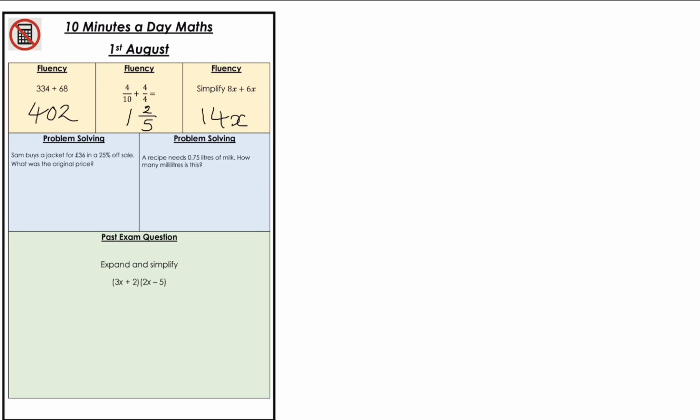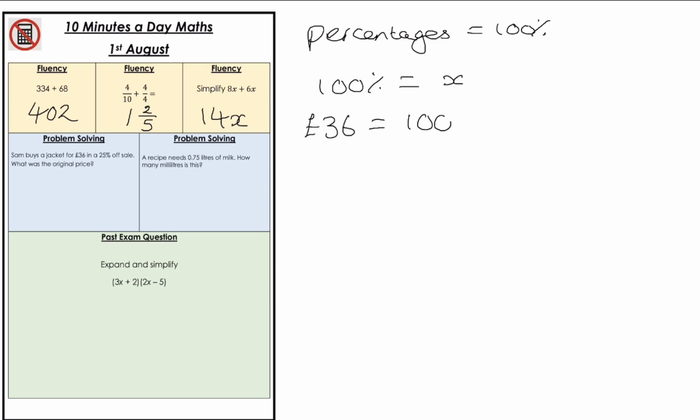So Sam buys a jacket for £36 in a 25% off sale. What was the original price? Okay, so firstly, percentages are out of 100. Okay, now we do not know the 100%, so the 100% is our unknown. Now, if he bought the jacket for £36 and that was 25% off, that tells me that £36 is 100% take away 25%, which means £36 equals 75%.